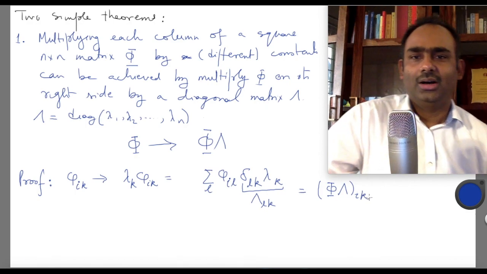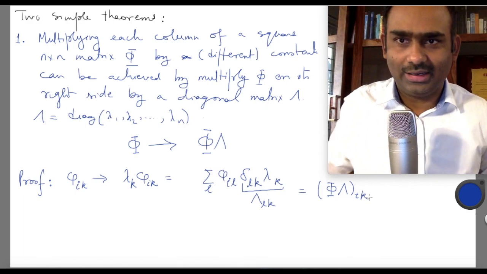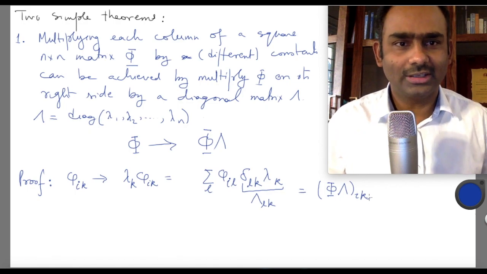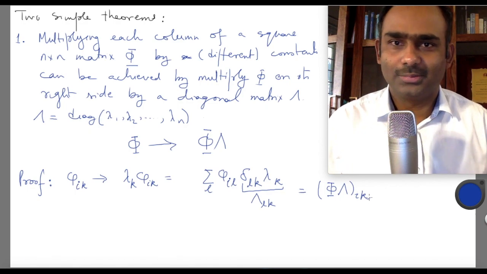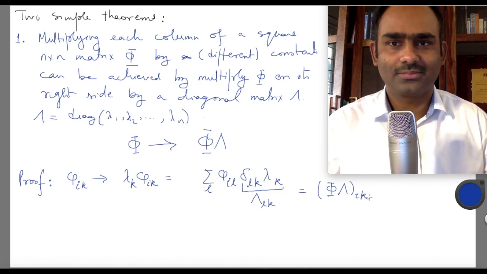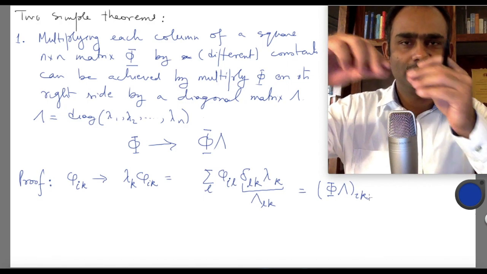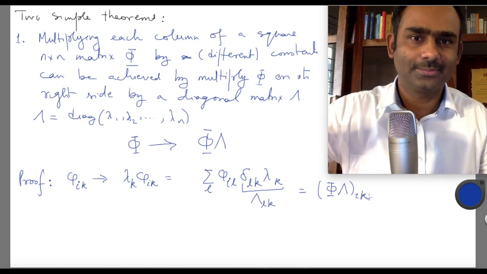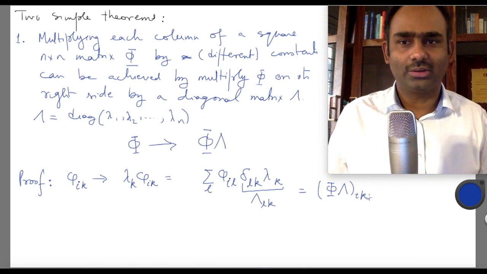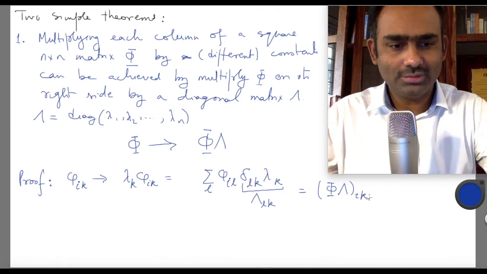So that's good. If you want to multiply each column, that is what you should do. Create a matrix lambda, which is diagonal, and put all the numbers which you want to multiply on the diagonal entries. And if you construct this quantity, that's what is going to give you what you desire.